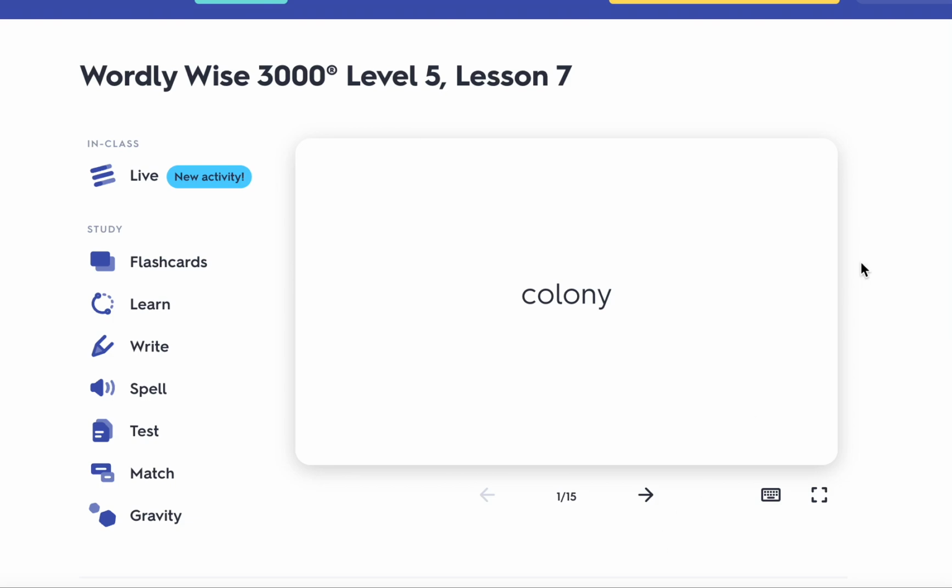Review our vocabulary words for this week. And we're going to start off with a word that's actually going to help us with social studies coming up too. We're getting ready to talk about the 13 colonies. And our first word is colony.